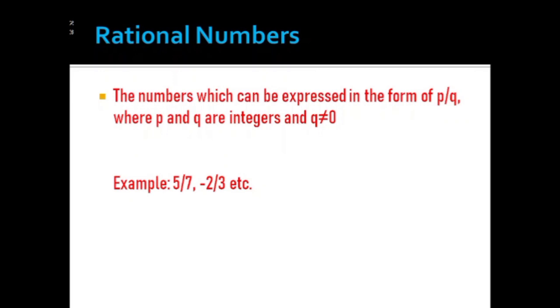So we must know what is integers. Integers are the whole numbers with their corresponding negatives including 0. But in the case of rational numbers, the denominator cannot be 0. Some examples of rational numbers are 5 upon 7, where 5 is the numerator and 7 is the denominator. And the next example is minus 2 upon 3.